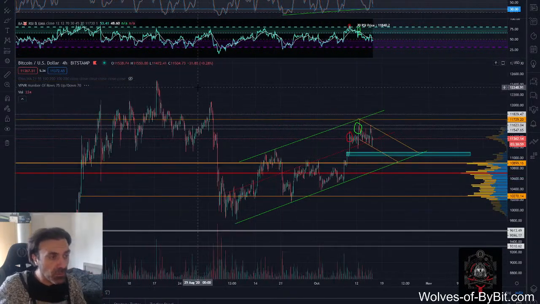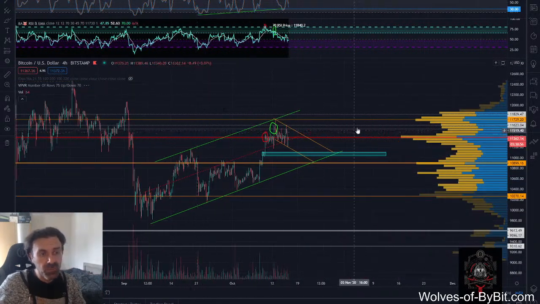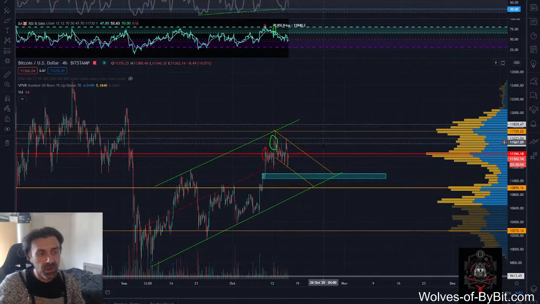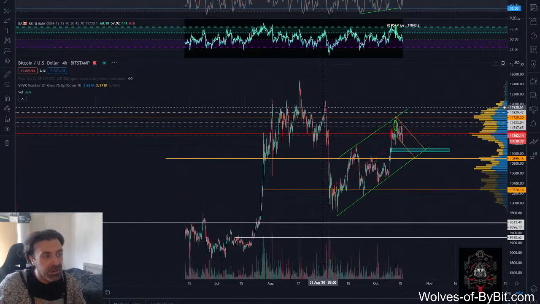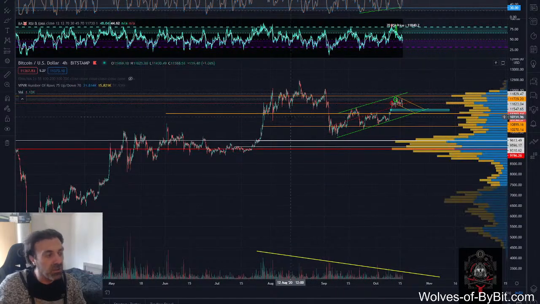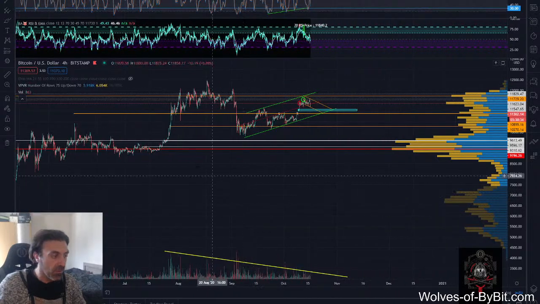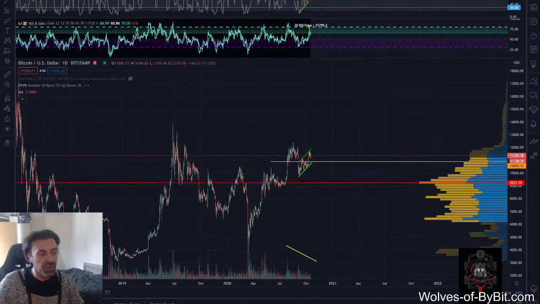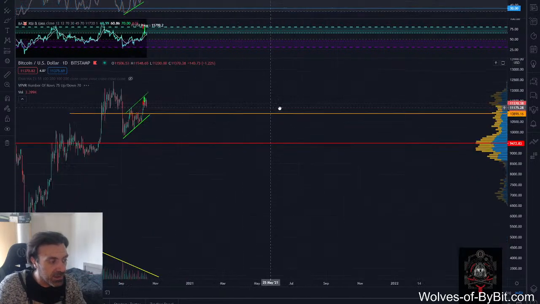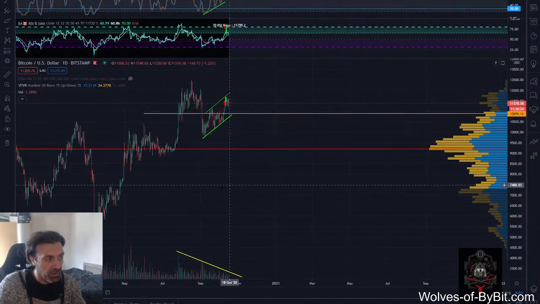Now I know if we move up, there are these nodes that are actually getting thinner and thinner. And as you can see, if we manage to close way above 12,000, like let's say 12,050, there is like a lot of clear blue sky above us. Now, I'm going to move up to the daily chart, because this is one that is very, very interesting.